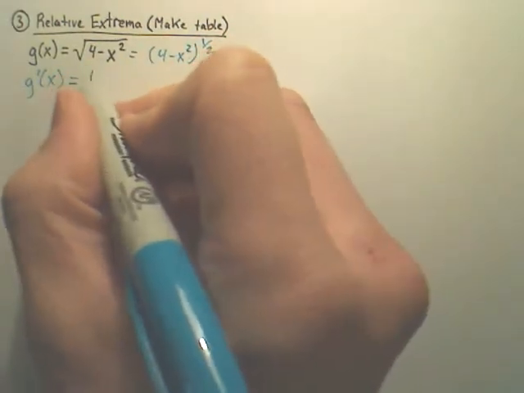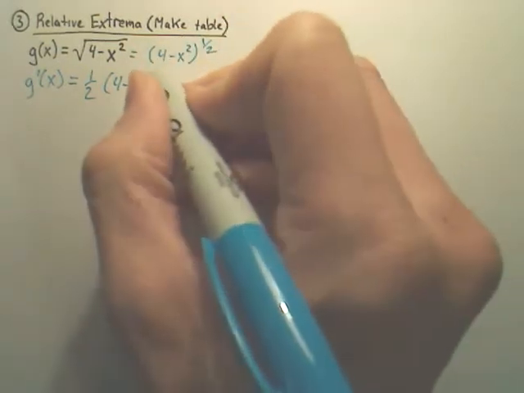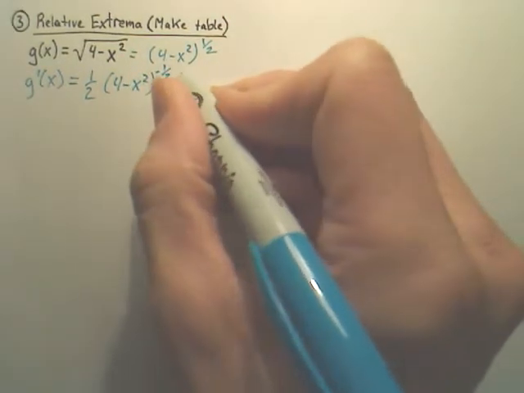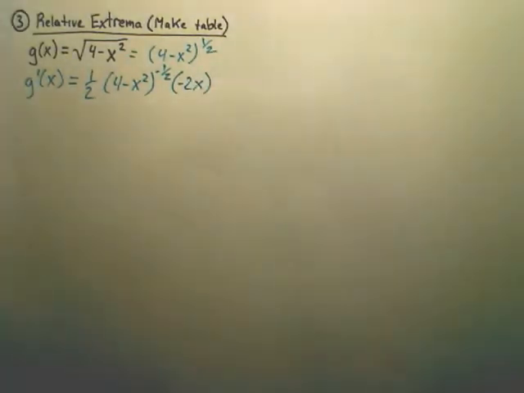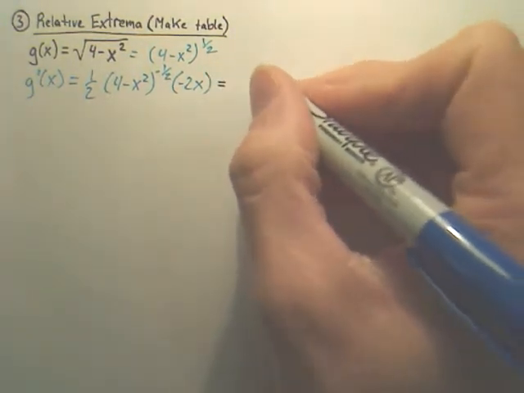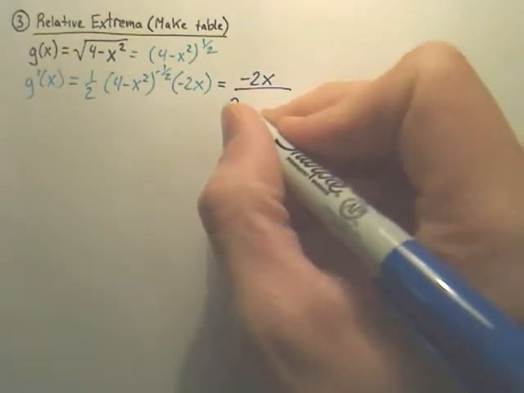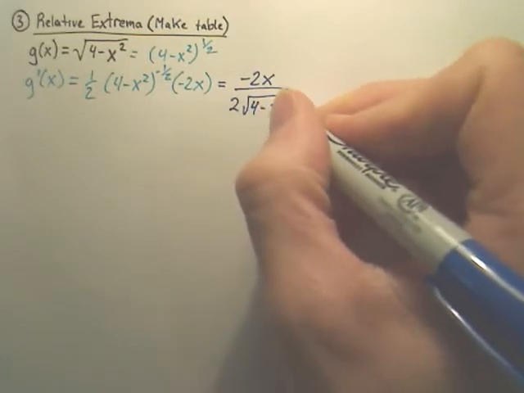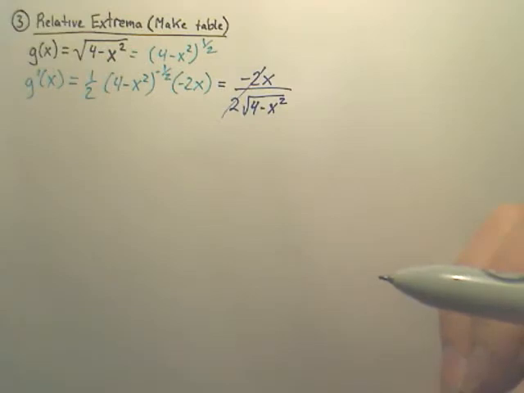When you derive that, you put the 1/2 out front, leave 4 minus x squared, drop the power by 1, and then derive the inside, which would be negative 2x. There's your derivative. Now, you set your derivative. Actually, let's clean up your derivative. It looks like you're going to get negative 2x over 2 square root 4 minus x squared. Which won't those cancel?